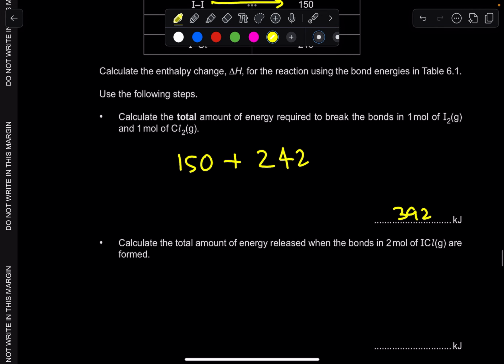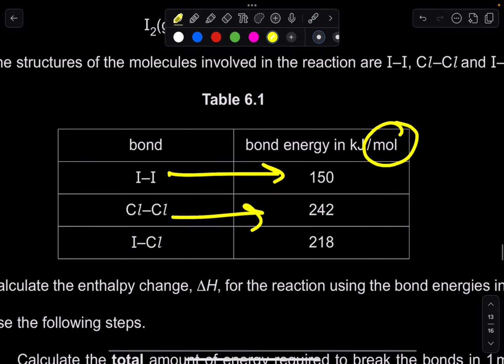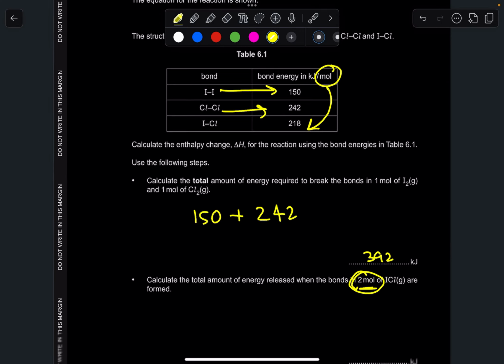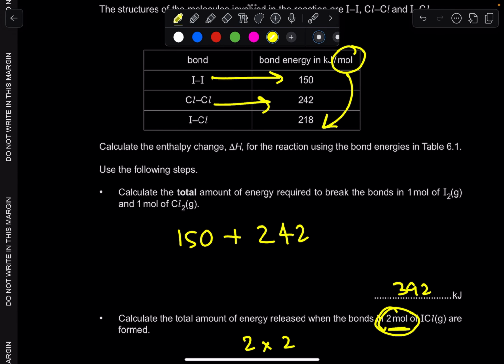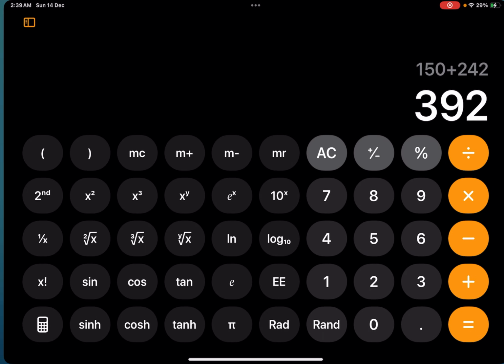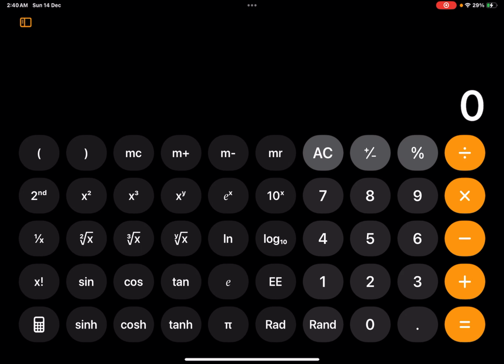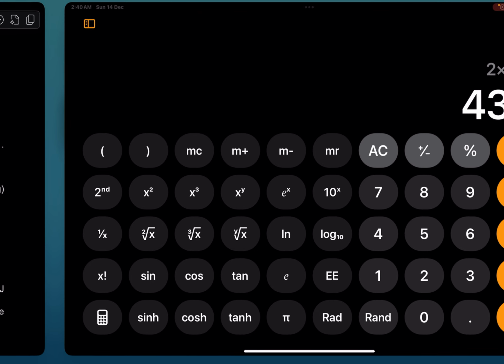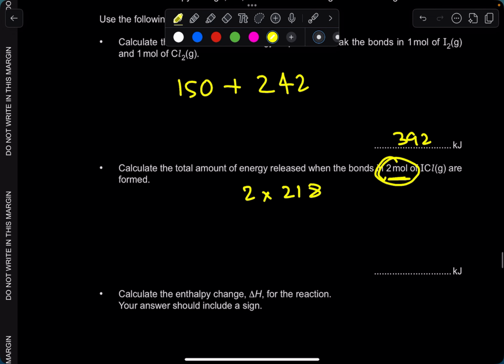The total amount of energy released when bonds are formed for 2 moles. This is kilojoules per mole. This is for 1 mole of ICl. We need to find it for 2 moles. So 2 times 218, and 2 times 218 gives me 436. So we have 436 kilojoules per mole of energy over here.